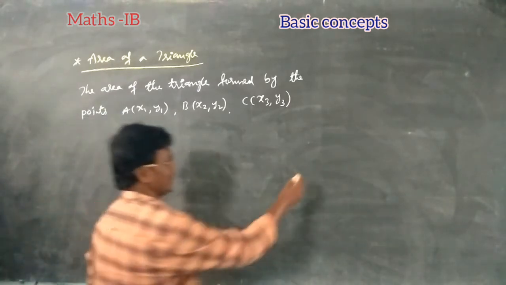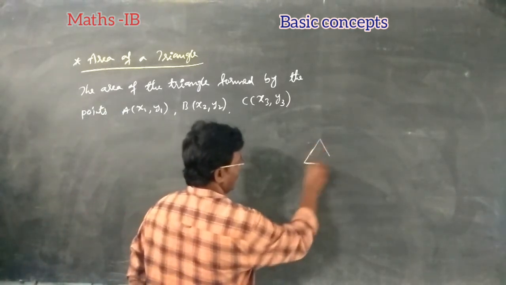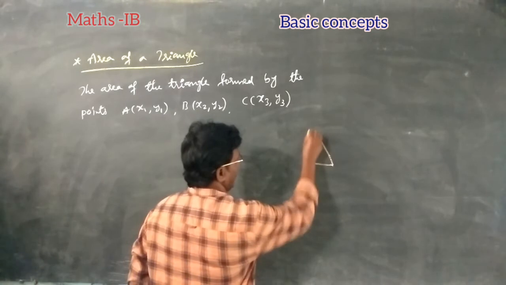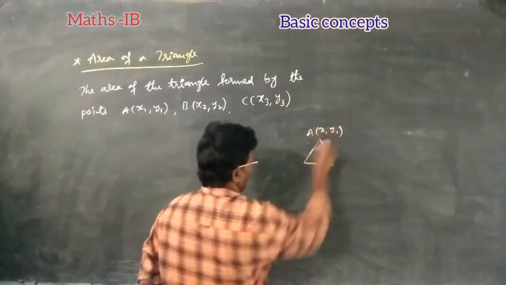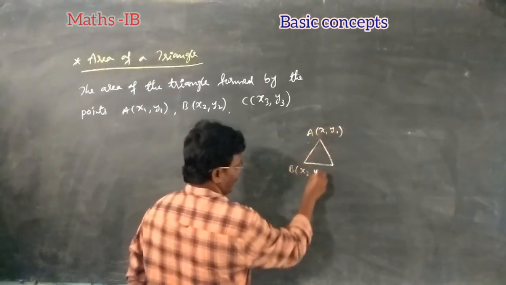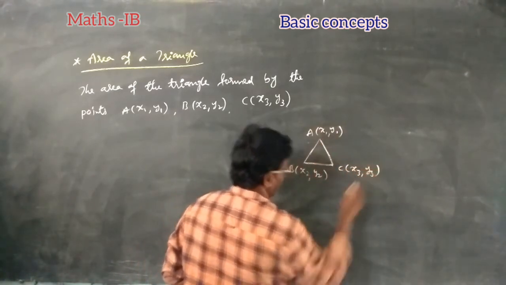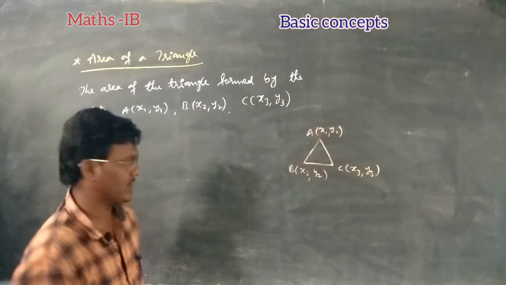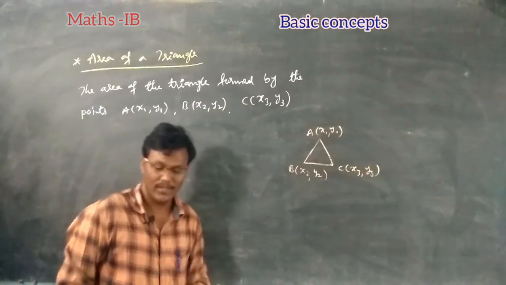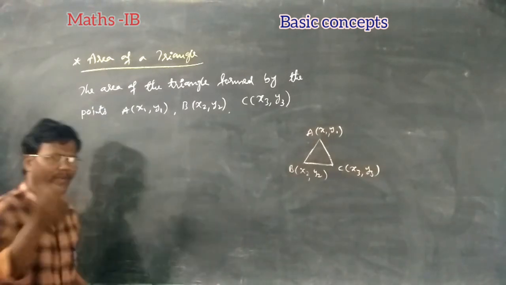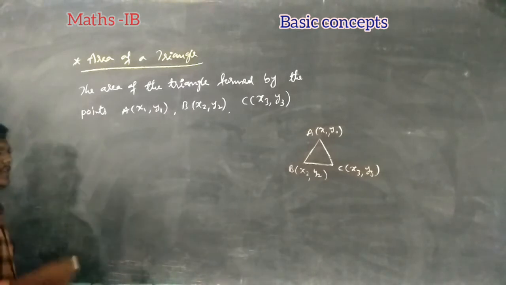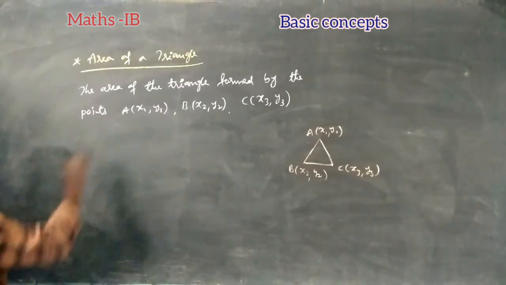Suppose this is the triangle. It contains three vertices, A of x1, y1, B of x2, y2, and C of x3, y3. By using these three vertices, we can easily calculate the area of a triangle. Very simple.